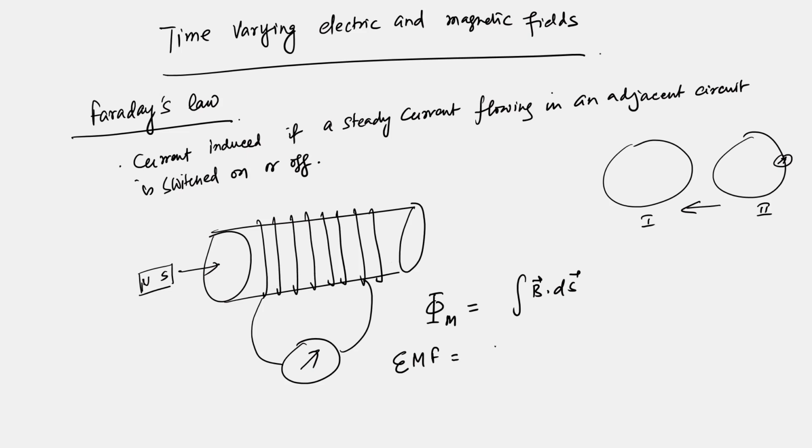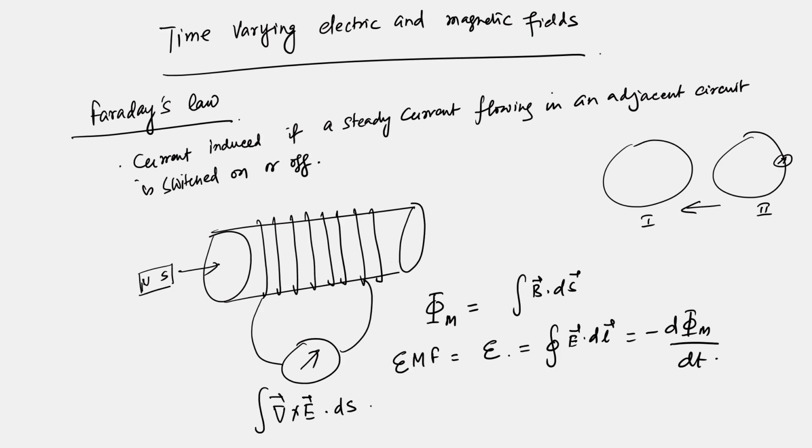It is written with an epsilon, and it is called the electromotive force, and this electromotive force is defined as the closed loop integral of E dot dl. This is equal to minus d phi by dt. That is what Faraday's law is, and the integral of E dot dl can be converted into the integral of curl E dot ds, and that equals minus d/dt of the integral of B dot ds, and now we can pull this derivative inside.